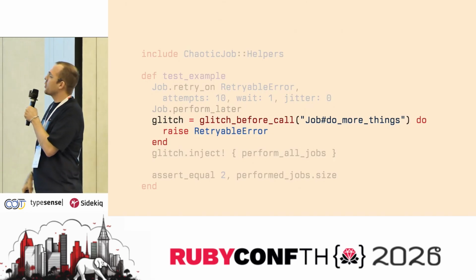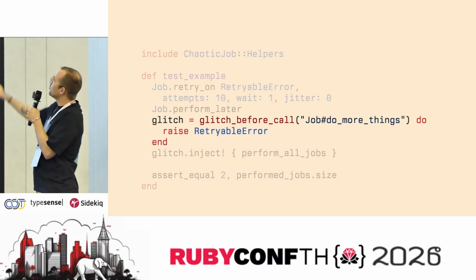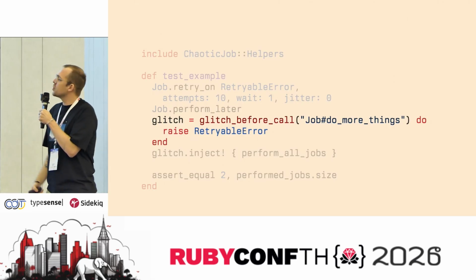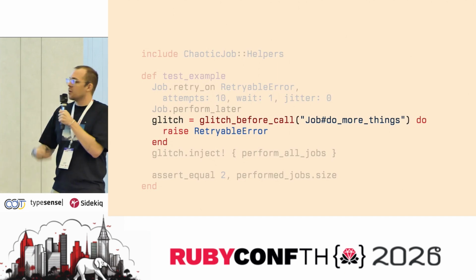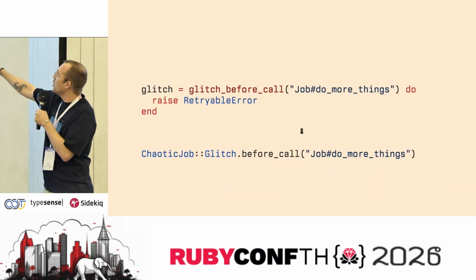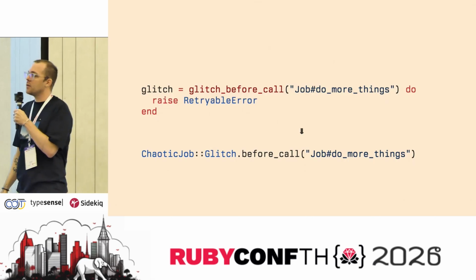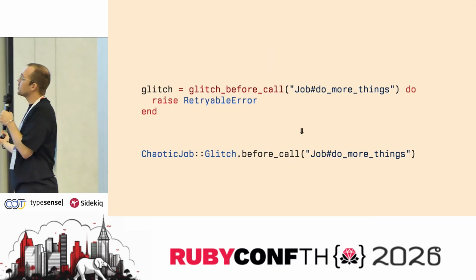So we've got this line of code here, right? We're going to create a glitch. We're going to say glitch before the call to job do more things. And when we glitch, we want to raise a retriable error, okay? What's going on here? So this helper method is a shortcut for this call to the ChaoticJob Glitch class.